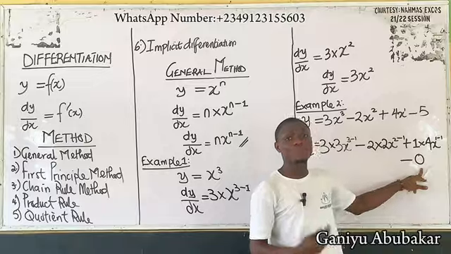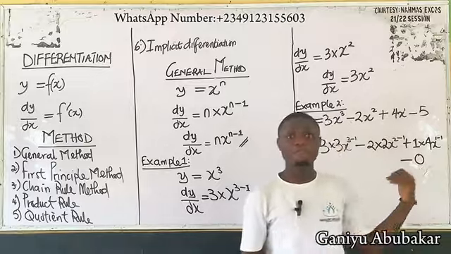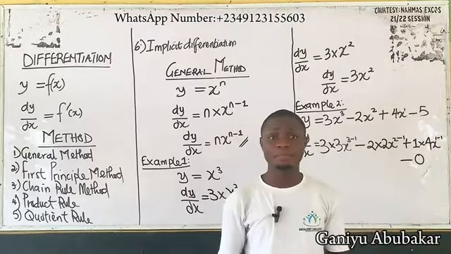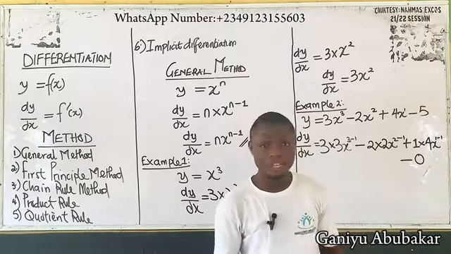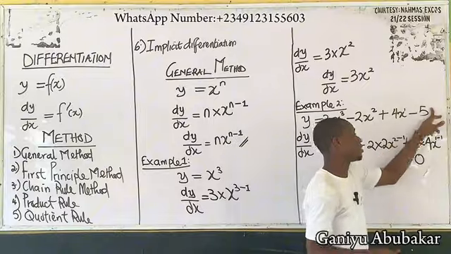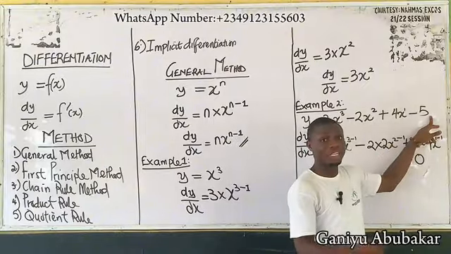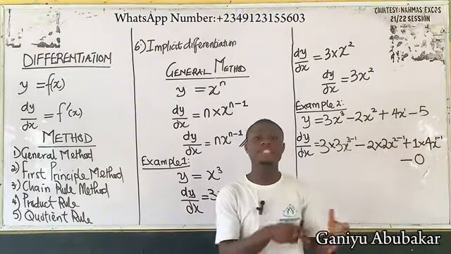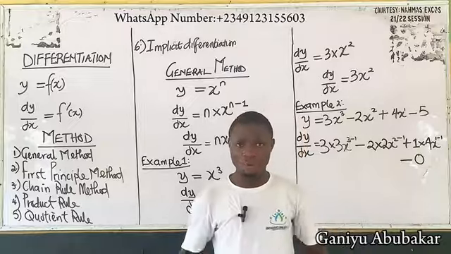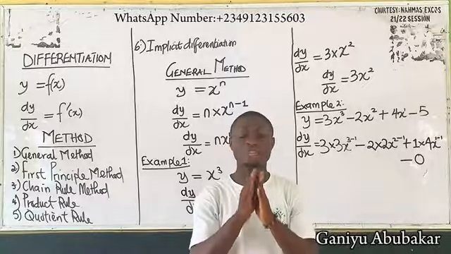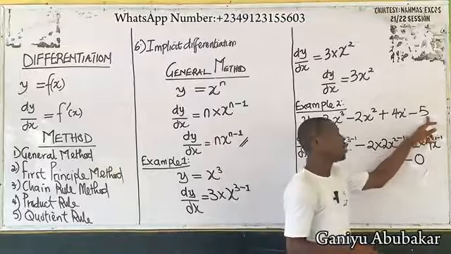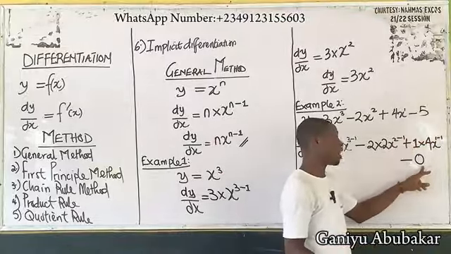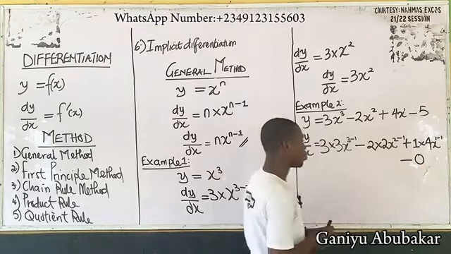Note that when it comes to differentiation, 5 here is assumed as a constant term. A constant term is simply a term that does not have x. This 5 does not have x, so it is referred to as a constant term. So whenever you differentiate a constant term, it's always 0. If I differentiate 5 here, I'll have 0. So this becomes your concept here.